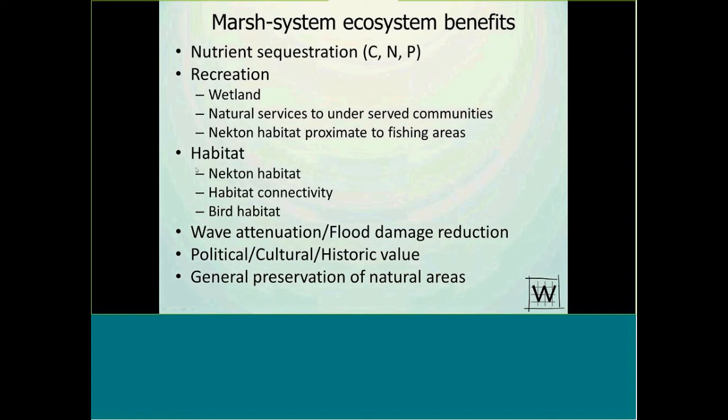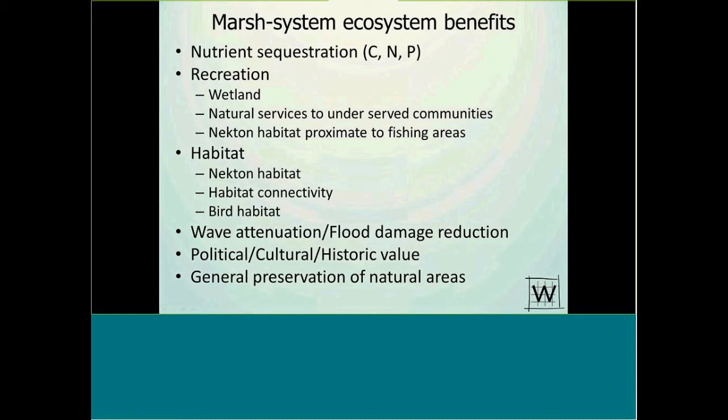Then we have just more general habitat benefits. Nekton habitat, the small fish and small organisms, forage fish really benefit from a marsh to open water interface, so we can pull that out of the SLAMM model. Looking at habitat connectivity using geometric metrics. Looking at bird habitat, which is often high marsh, the irregularly flooded marsh is more important for bird habitat. So because the SLAMM model separates those two out, we can look at losses of irregularly flooded marsh and the impact that would have on bird habitat.